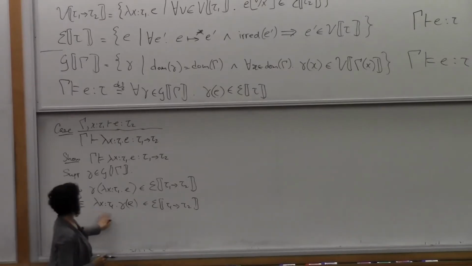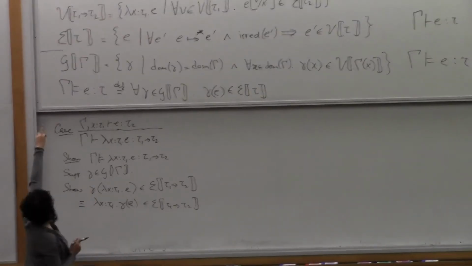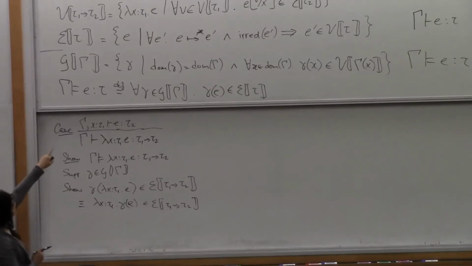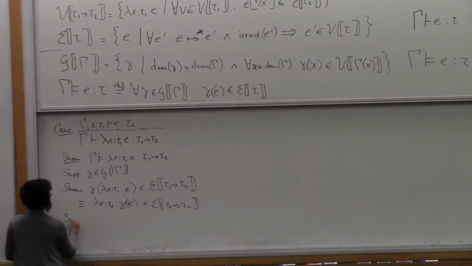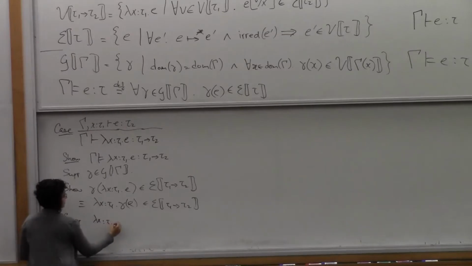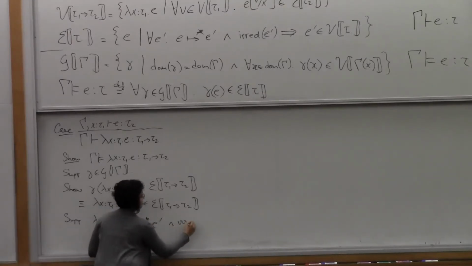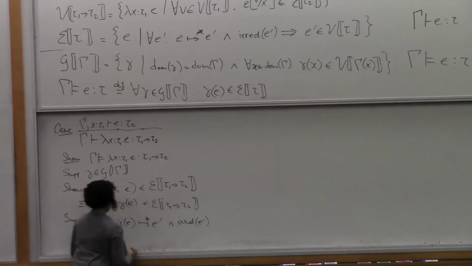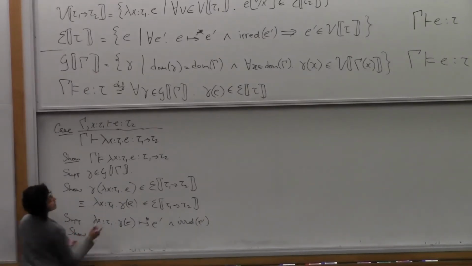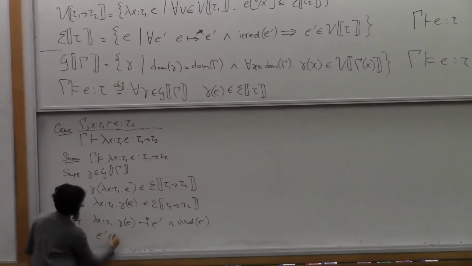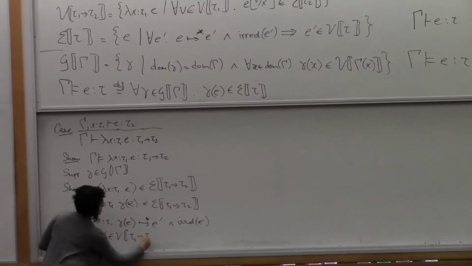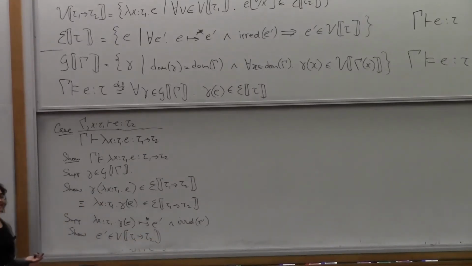All right, so let's see what we need to do in order to prove this. Let's look at the definition of e tau. We have to say that suppose our expression steps to some e prime in some number of steps, and e prime is irreducible. Now we have to show that the e prime belongs to v of tau 1 arrow tau 2. This is very much like the true case, right?